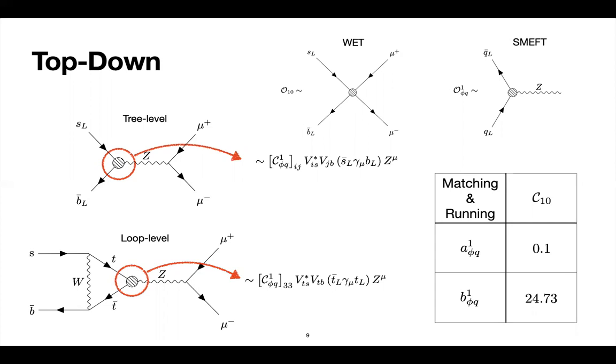So basically what this tells you is that by measuring BS to mu mu, you will be able to constrain the flavor breaking part of C phi Q1, but the flavor universal part is going to be left almost completely unconstrained.